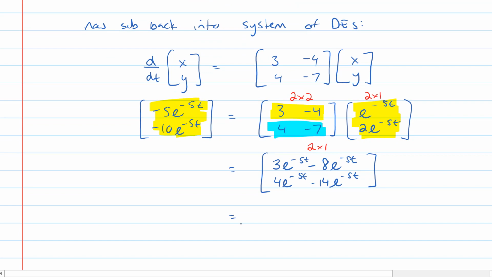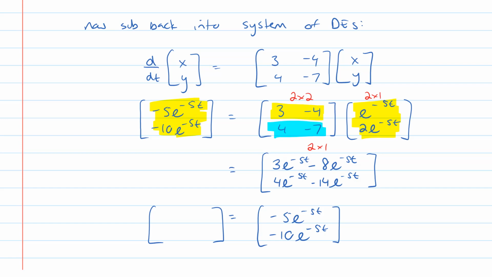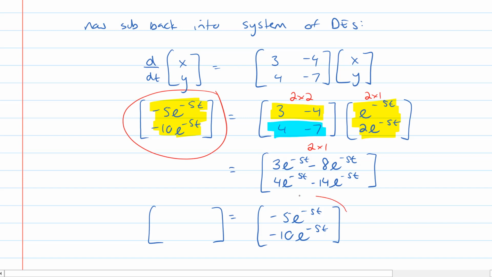And of course, we can clean that up. These are all like terms, and so we get 3e to the negative 5t minus 8e to the negative 5t gives us negative 5e to the negative 5t, and 4e to the negative 5t minus 14e to the negative 5t gives us negative 10e to the negative 5t. And so if you just take a look at what we said the left-hand side was, we see that that is equal to the right-hand side, and that gives us our check.